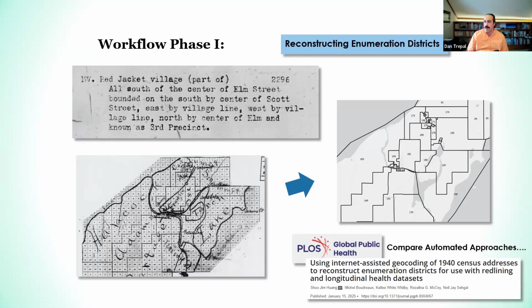In other cases, we don't have maps and we just have textual descriptions, like the one above with the Red Jacket Village part of. And that can refer to things like buildings or roads or even trees or fences or things like that. So what we ended up doing was actually going through these handwritten maps or these textual descriptions and reconstructing them manually, kind of a painstaking process to redraw these boundaries digitally and add them to our HSDI. And this was a really key step.